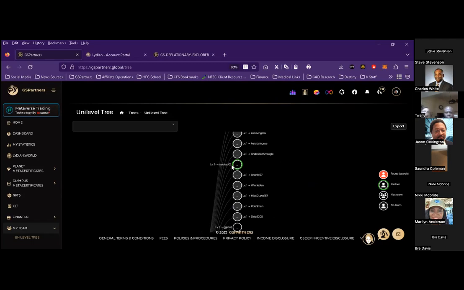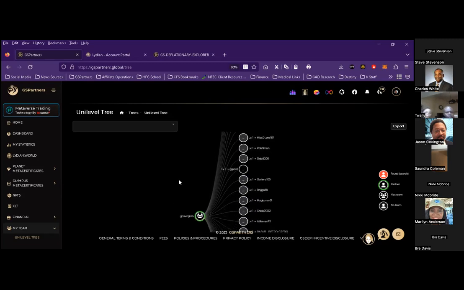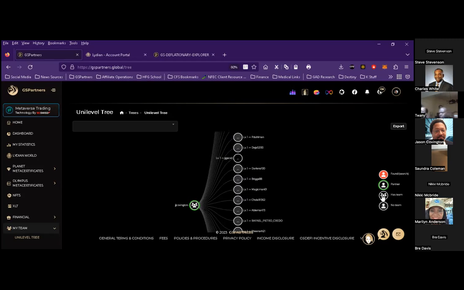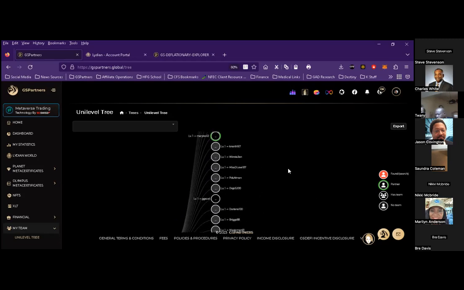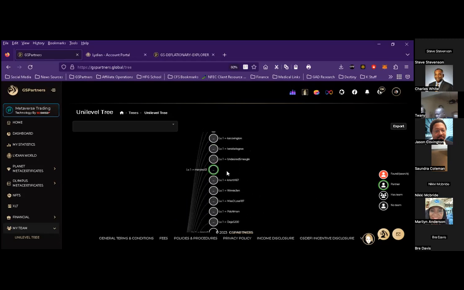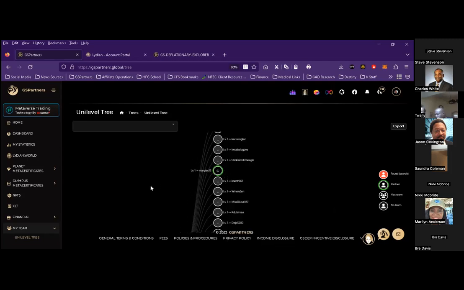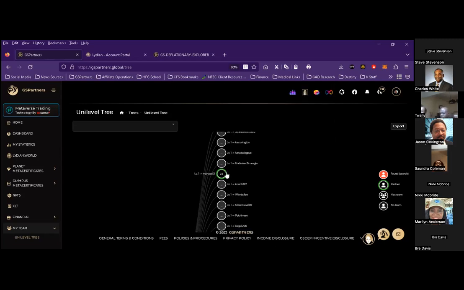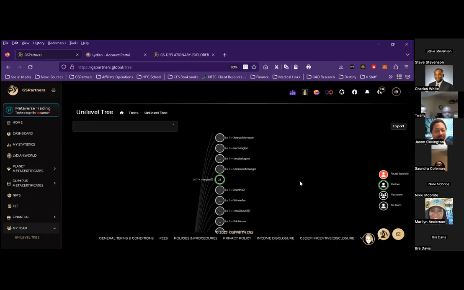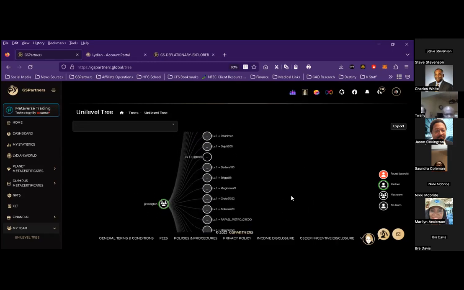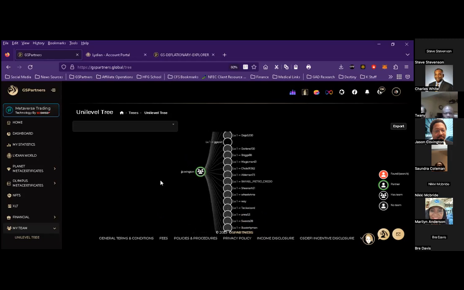What makes this person a partner is that they have paid their $33 membership. That's it. Everyone who is not a partner has a white circle. Everyone who's paid their partnership fee or their membership fee has a green circle around that white circle. And you can see if you click on their circle, it will actually show you how many people that they've brought in. So it's a very useful little tool for sure.